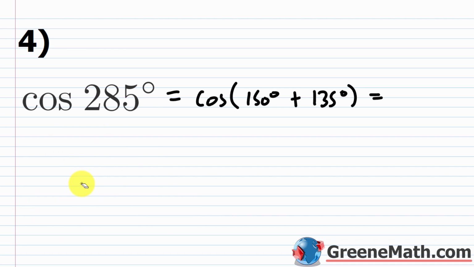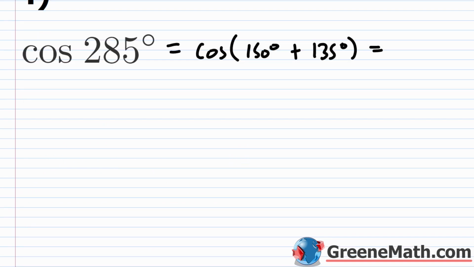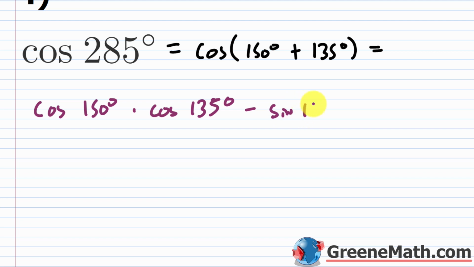And so hopefully you can memorize it very quickly because, like I keep saying, it's just going to greatly speed up your work on these problems. So I'm going to say this is the cosine of 150 degrees times the cosine of 135 degrees. Again, always change the sign. So this is a plus, so it becomes a minus. So now this is the sine of 150 degrees times the sine of 135 degrees.